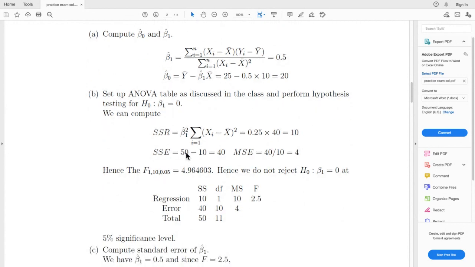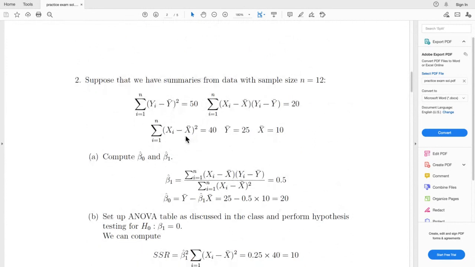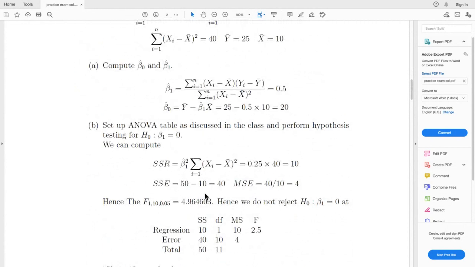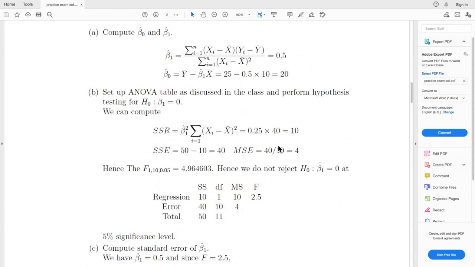And then SSE is SST minus SSR. SST is 50 and SSR is 10, so SSE is 40. And then the MSE is SSE divided by n minus 2. Here n is 12, so we divide by 10, and it's going to be 4. Then we can get the F value, which is MSR, equal to SSR divided by 1, which is 10, divided by the MSE, 4, and we get 2.5. That's the F value.